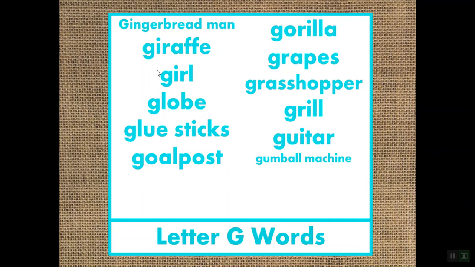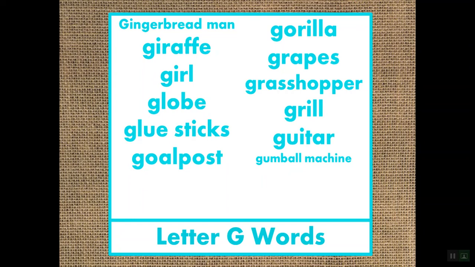So say girl, say globe, say glue sticks, say goalpost, say gorilla, say grapes. Go ahead and say grasshopper and grill, guitar, gumball machine. Our letter G, here we see capital G, and all of our words on our list have lowercase g. Remember, G makes the sound G.